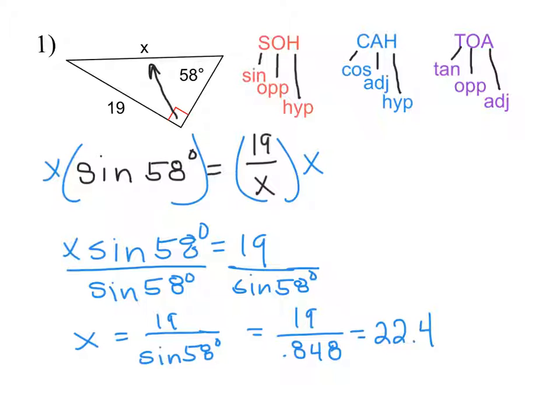But what does that actually tell us? Well, remember, in our problem, we're looking for the value of x. So 22.4 is the size of our hypotenuse. And that makes sense because our longest leg is 19, and so our hypotenuse has to be larger than our largest leg. So 22.4 is a reasonable value.